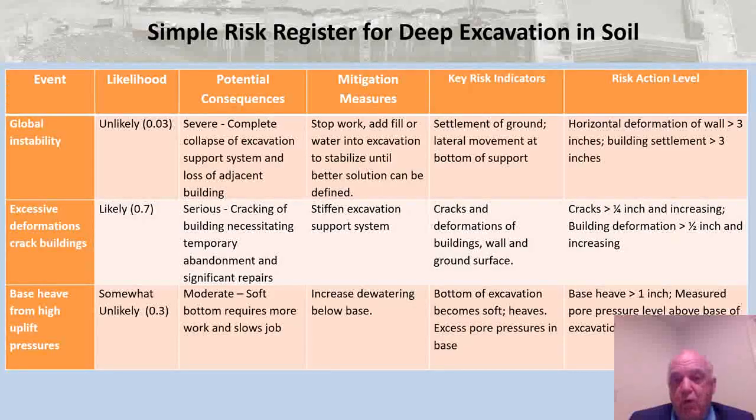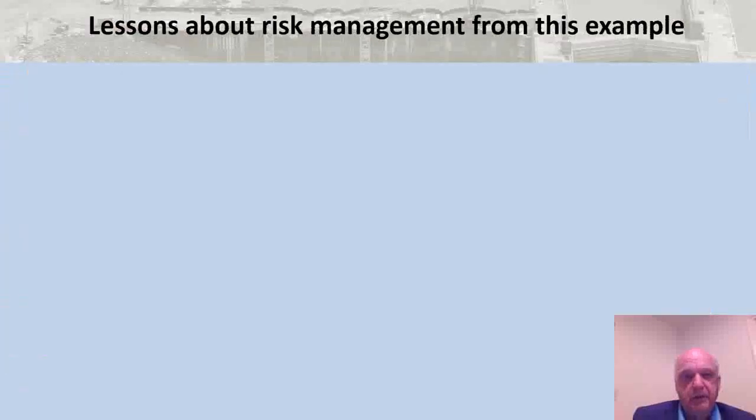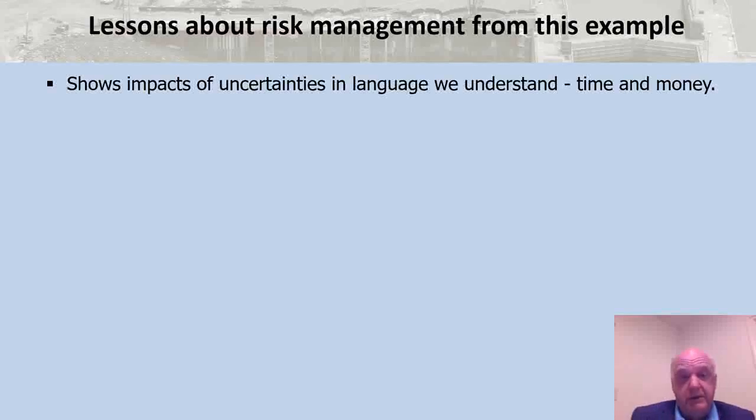And I won't go through this in detail, but you can get the idea here that in order to be prepared to respond to risks, we've got to understand what we can measure or monitor or look for as emerging indicators or indicators of emerging risk. And then we have to have some indicator to say, okay, when do we implement the contingency plan? Lessons about risk management from this example.